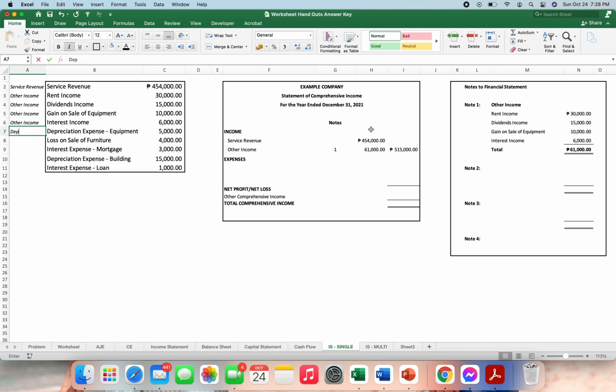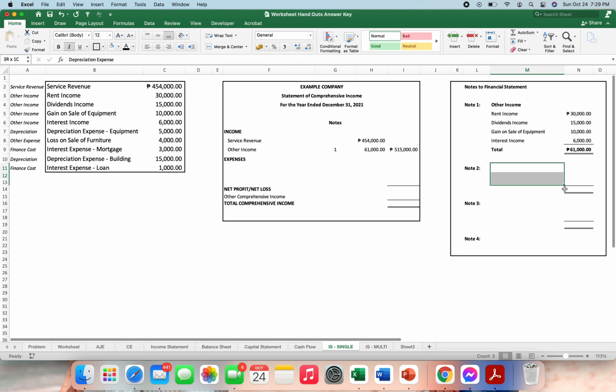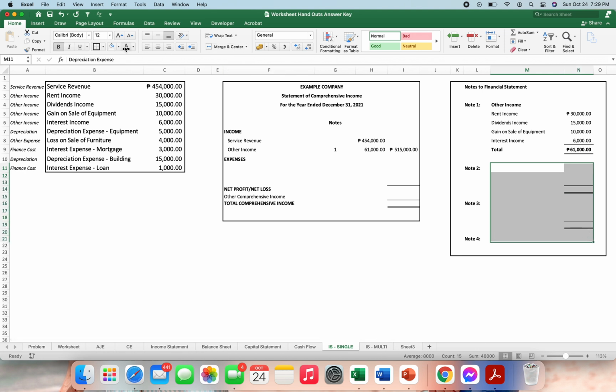Depreciation expense, syempre, depreciation. Loss on sale of furniture, other expense. Meaning, ito yung mga expenses na hindi naman related sa operations. Interest expense, lagay na lang natin yan as finance cost. Ito yung pinaliwanag ko kanina, diba? Finance cost. Then, depreciation. And, finance cost. Okay? So, ngayon, lagyan na natin yan sa ating notes to financial statement.